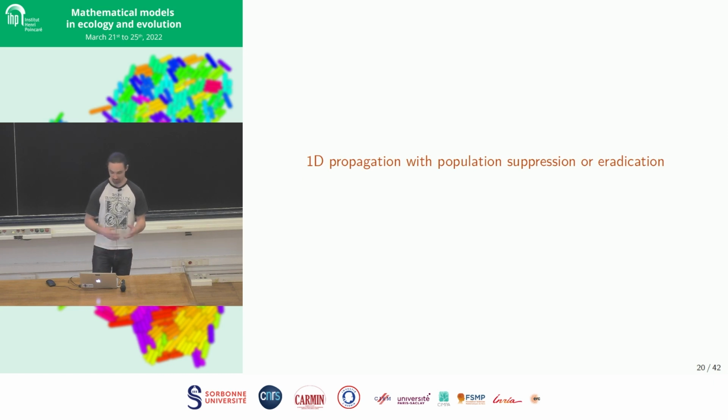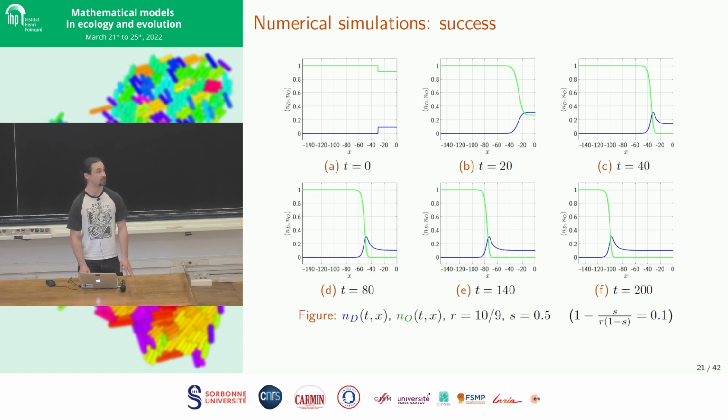If you simulate numerically this system, what do you see? You see in 1D that, for instance, if you introduce some drive on the right, it's going to grow. So this is population densities, not proportion. The drive is going to grow and then invade at a constant speed with a constant profile.